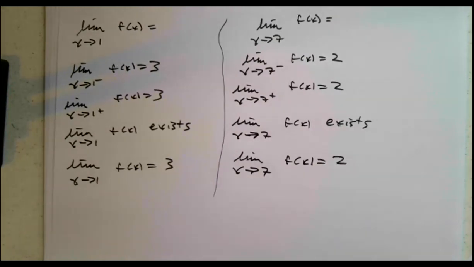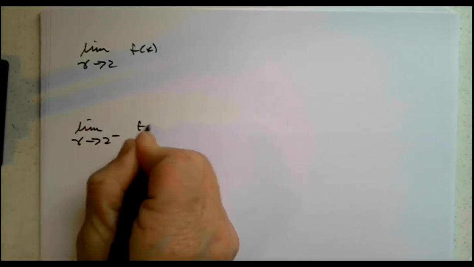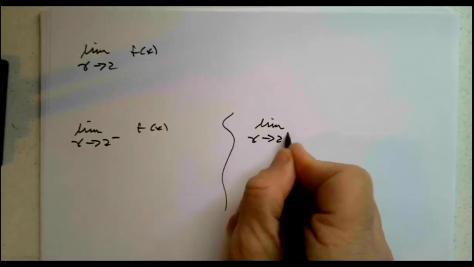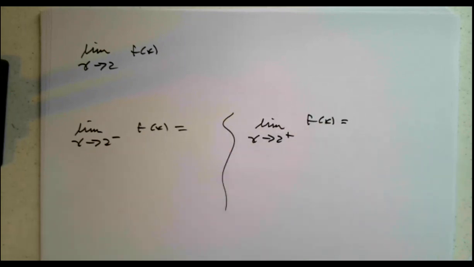But what is the interesting point on this graph? Of course, what's happening at 2. So what is the limit as x approaches 2 of f of x? That's what we want to know. Limit as x approaches 2 of f of x. As the x values go to 2 from the left, what happens? So we're going to want to know that. What is the limit as x approaches 2 from the left of f of x? And what is the limit as x approaches 2 from the right of f of x? That's how we have to start our analysis.